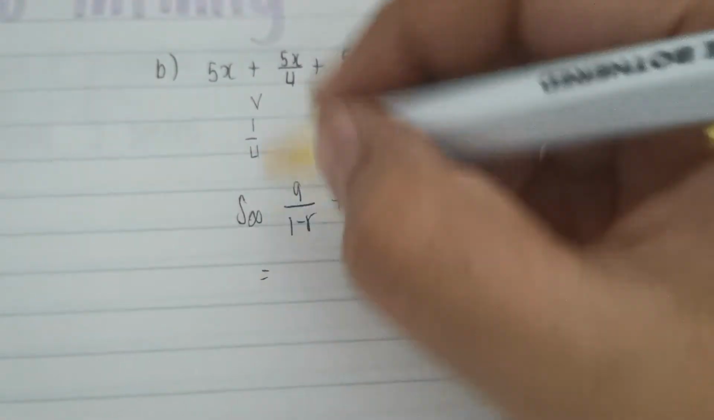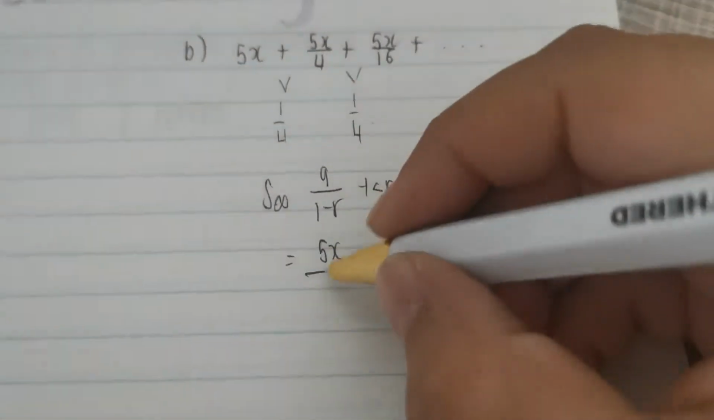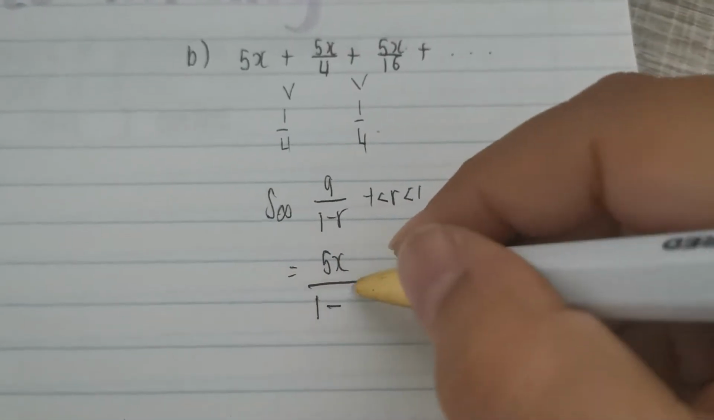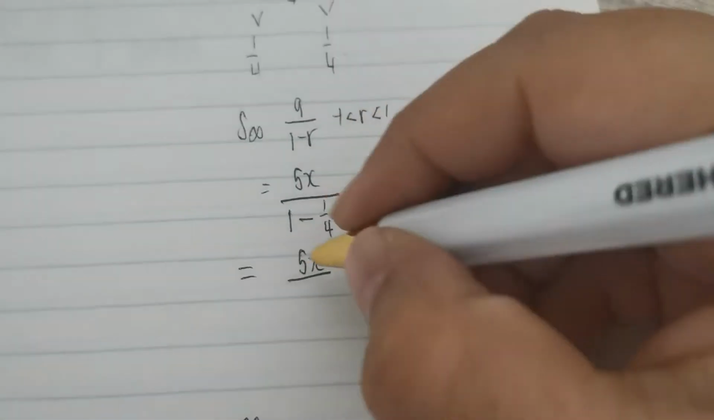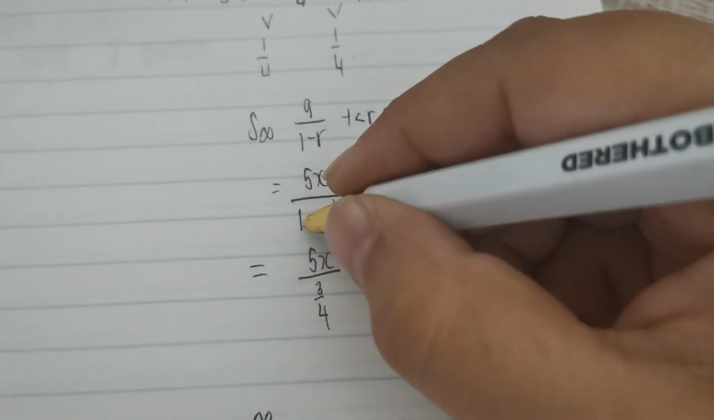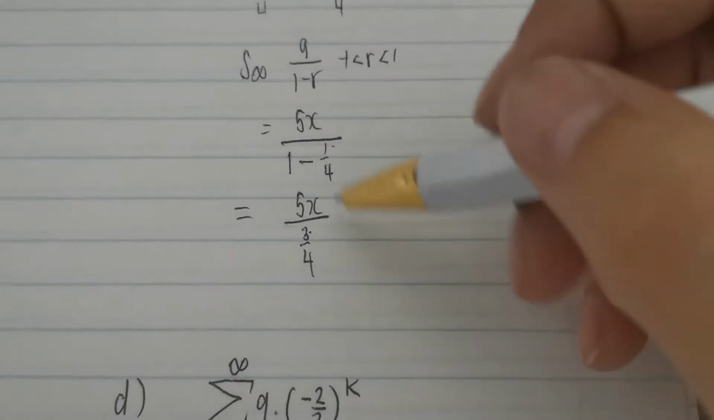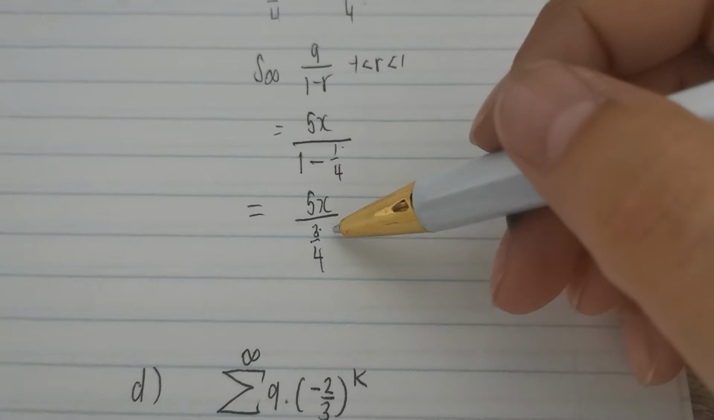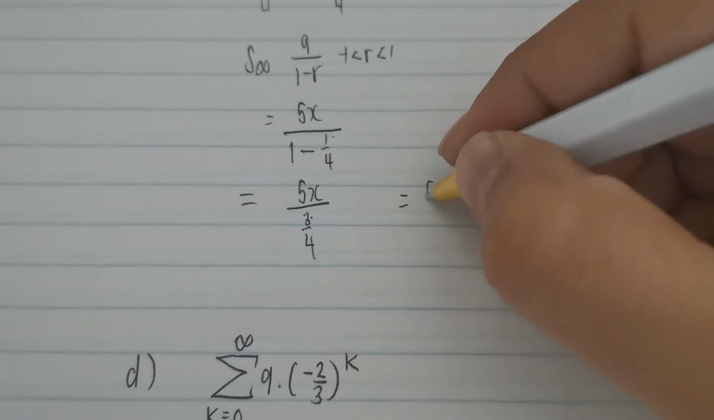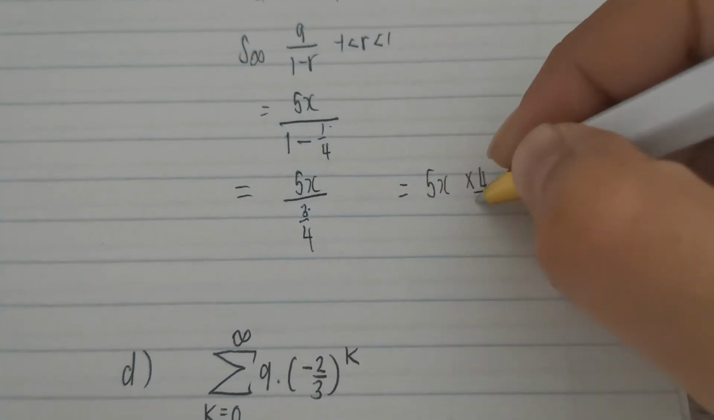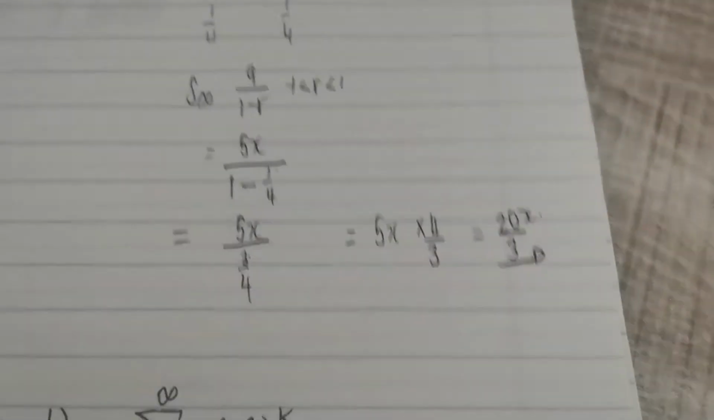I'm subbing in the values. I've got 5x. x in this case is our unknown variable, but we're subbing it in. 1 minus a quarter, which gives me 5x over 3 quarters. How did I get that? 1 is the same thing as 4 over 4, so 4 minus 1 giving me 3. While this is technically correct, I'm not going to leave my answer like this. Whenever I see a fraction in the denominator, I'm going to do tip in times. So this gives me 5x times 4 over 3, which is 20x. Oops, I forgot the x. 20x over 3.